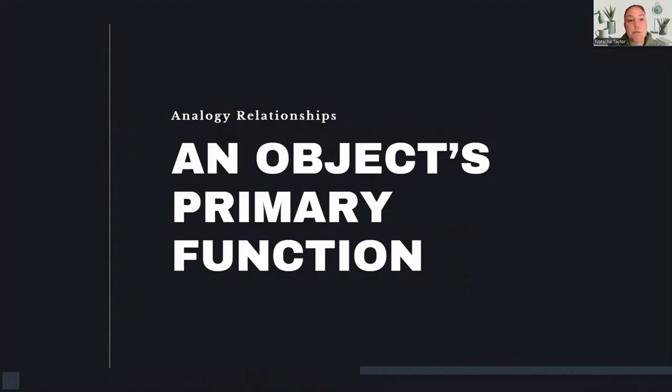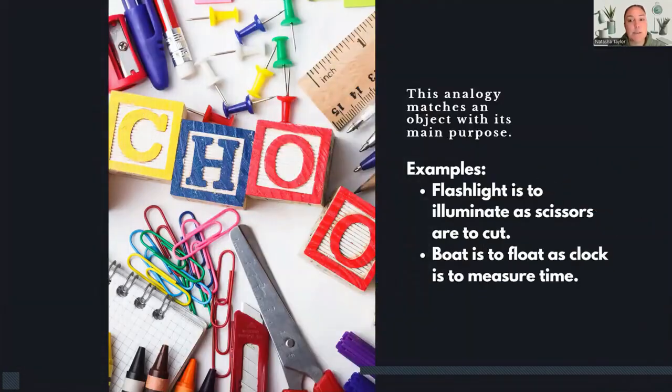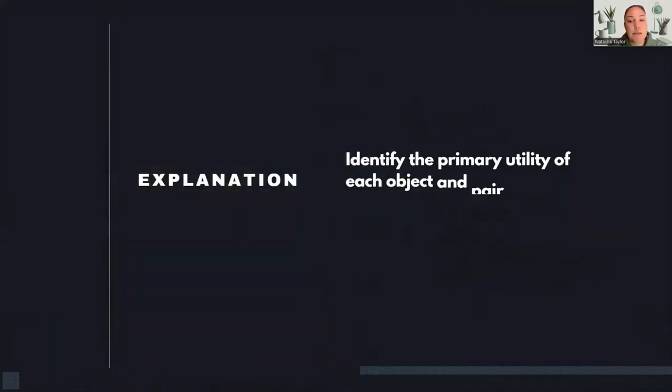Analogy relationships. An object's primary function. This analogy matches an object with its main purpose. Examples: flashlight is to illuminate as scissors are to cut. Boat is to float as clock is to measure time. Explanation: identify the primary utility of each object and pair them accordingly.